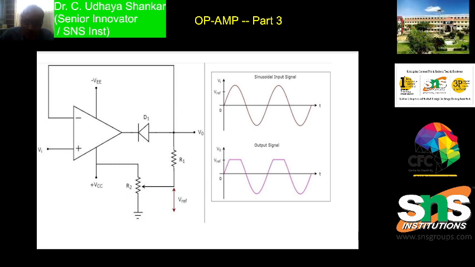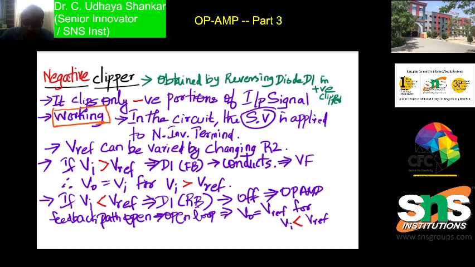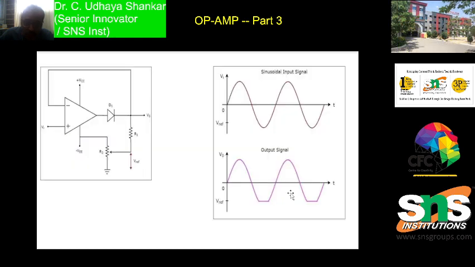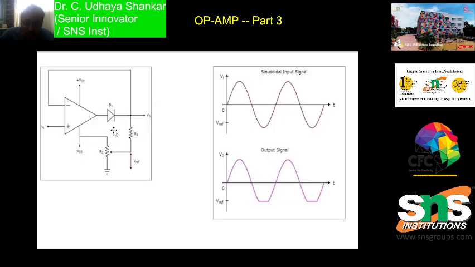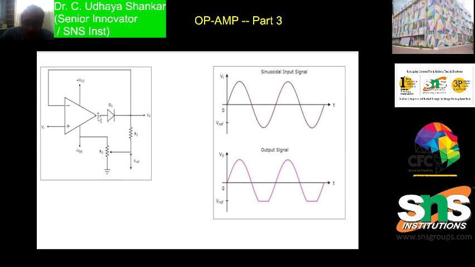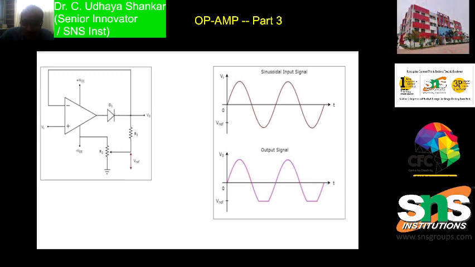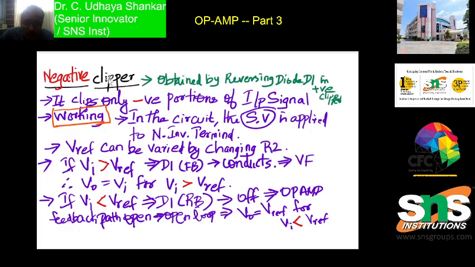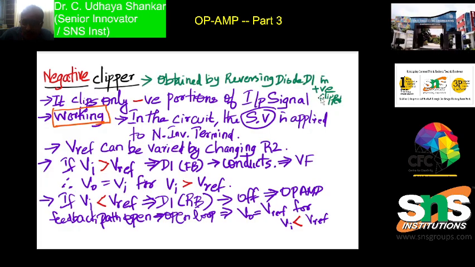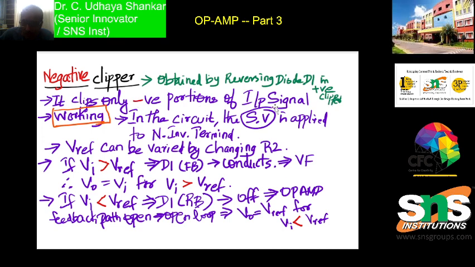Similarly, when we go to the negative clipper, you can see that the diode direction is getting changed. Instead of having this in this direction, it will be in the opposite direction, because of which it will be clipping the negative cycles. The negative clipper is obtained by reversing the diode D1 in the positive clipper. It clips only the negative portions of the input signal.